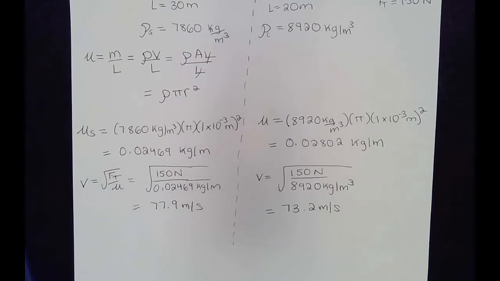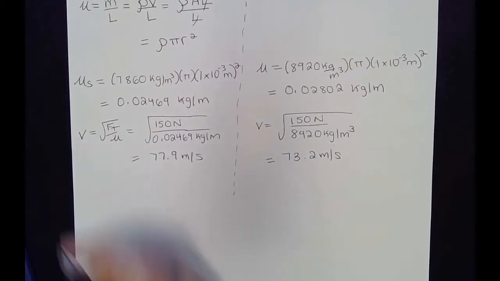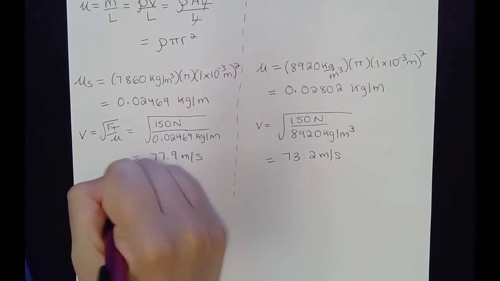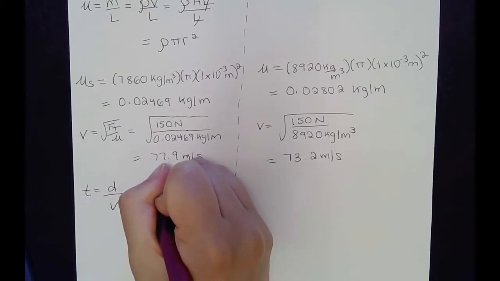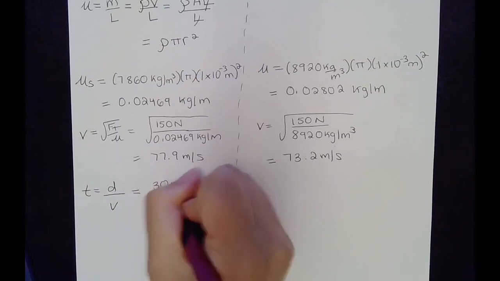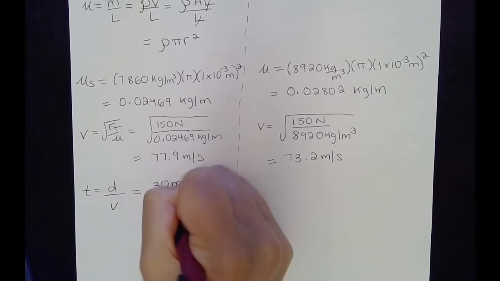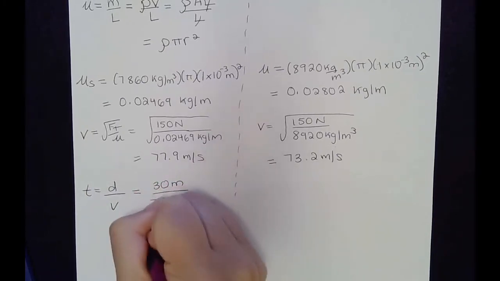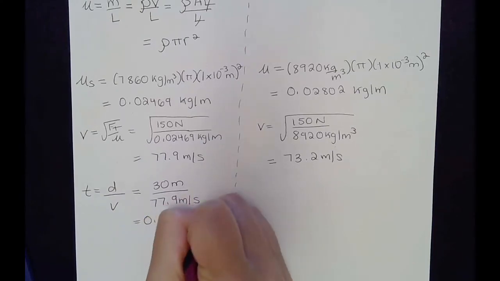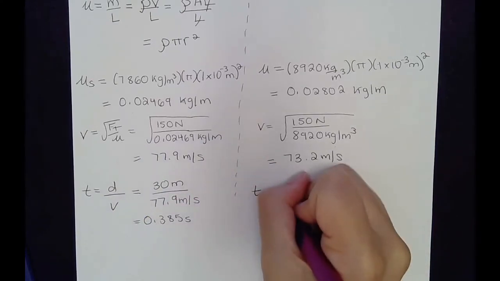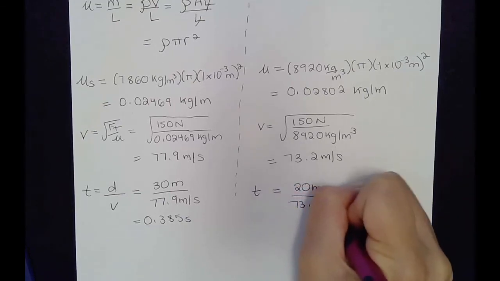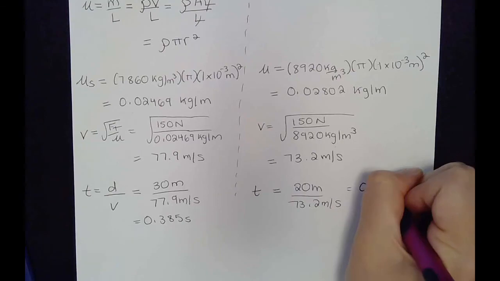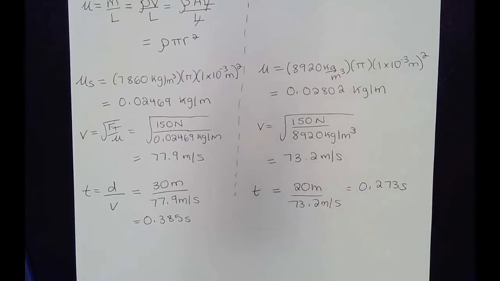Okay, and now with that we can find the time. We'll do the time in steel first. Time is going to be the distance over the speed. So that's 30 meters in the steel over 77.9 meters per second, which is 0.385 seconds. And the time in the copper will be 20 meters over 73.2 meters per second, so 0.273 seconds.